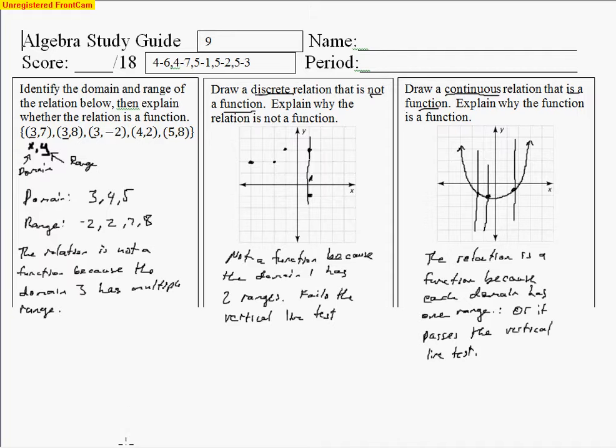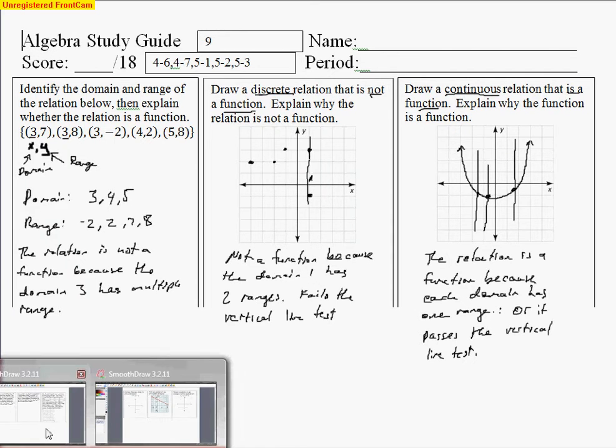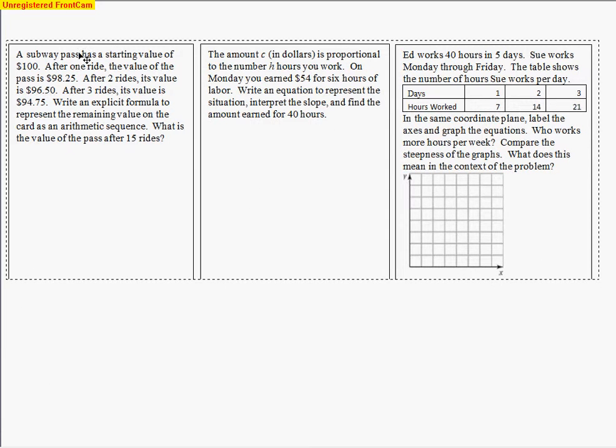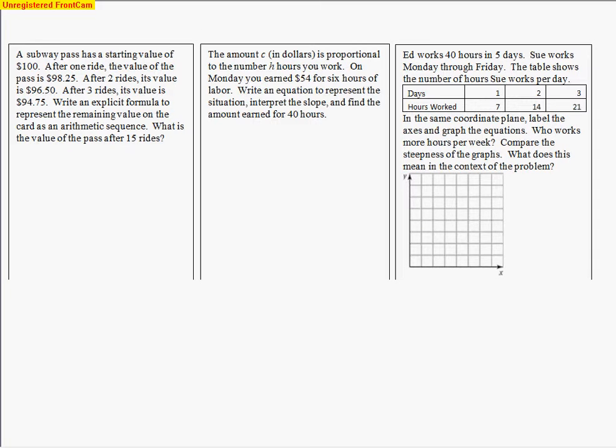So let's take a look at the next type of problem that we'll see. And here it says a subway pass has a starting value of $100. And then it says after one ride, the value of the pass is 98.25. So it starts at $100. So we haven't used any passes yet. So these are the number of passes we use here. Zero passes, it's $100 is the value.